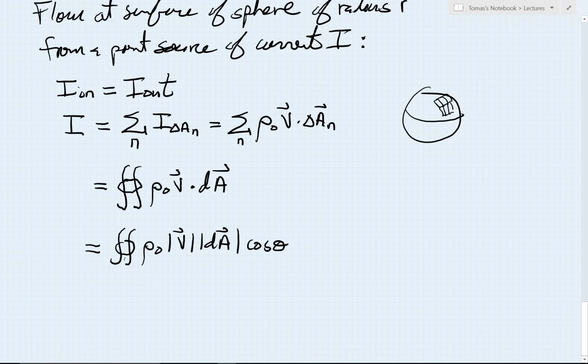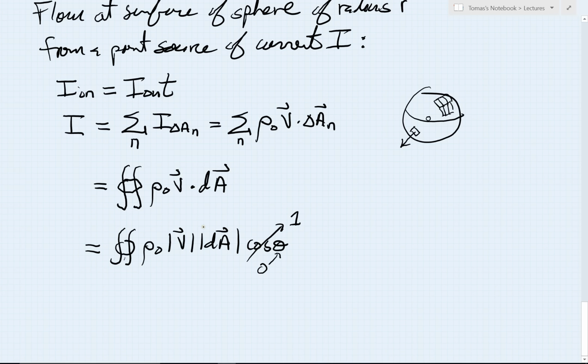Now, when we think about the flow pattern from our little point source in the middle, I think it's pretty clear if we consider any particular patch that the flow is going to be directly outward from that point source. But notice that that outward direction is in fact the same direction as the normal vector to that particular patch. So therefore the angle between the velocity vector and the area patch vector is going to be 0, and the cosine of 0 we know is 1.